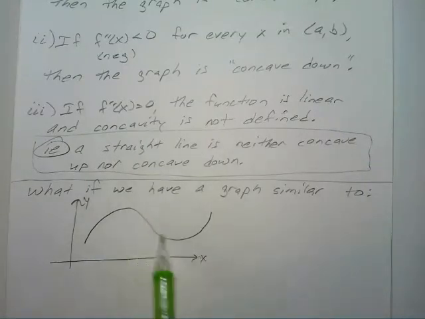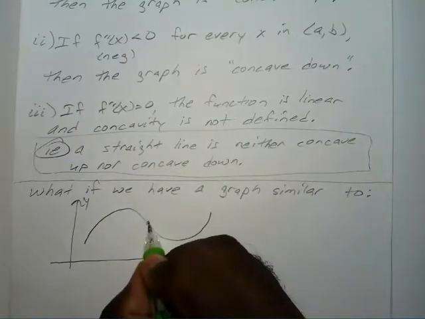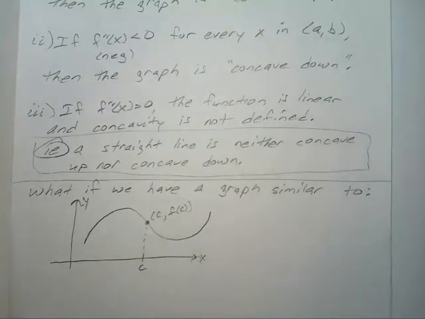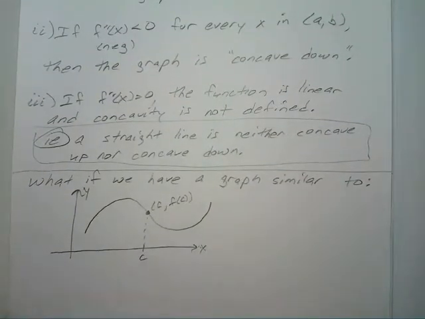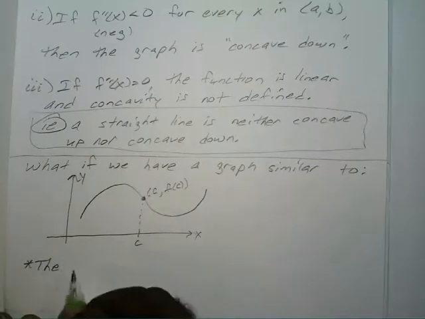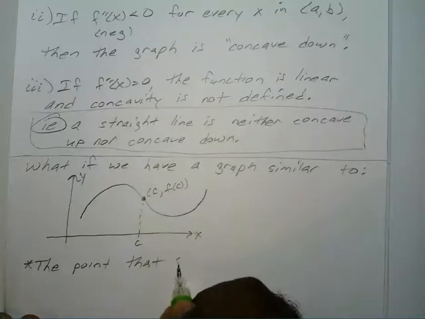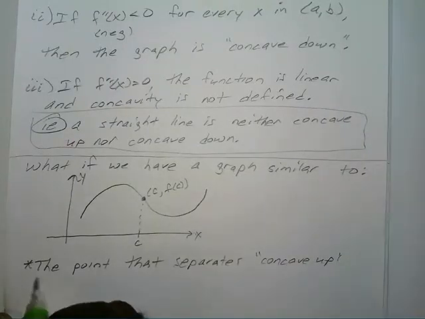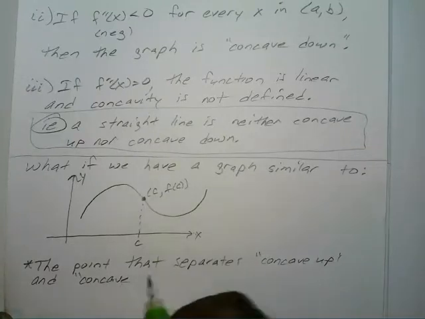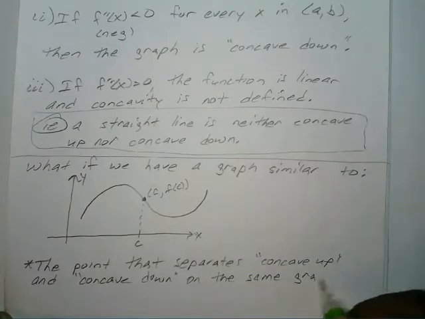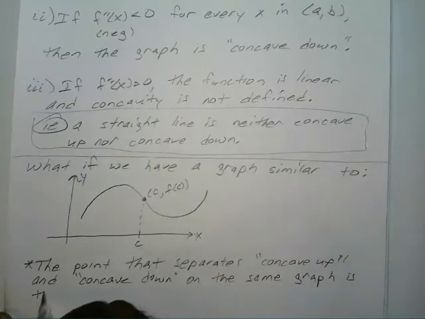Where does it stop at concave down? Where does it start at concave up? Okay, so let's say we have some point that we will call C. So this point is C and some f of C. Okay, now the point that separates the concave up and the concave down on the same graph is called the point of inflection.